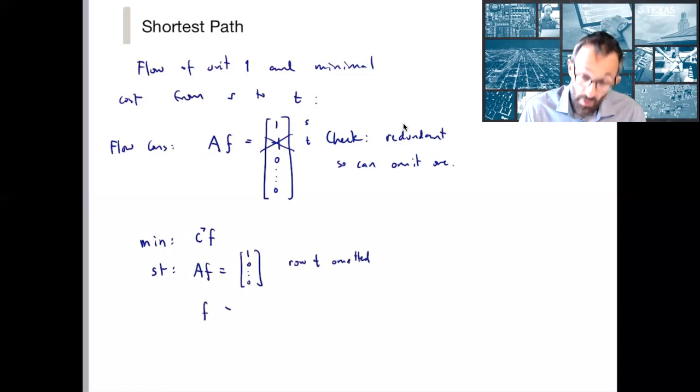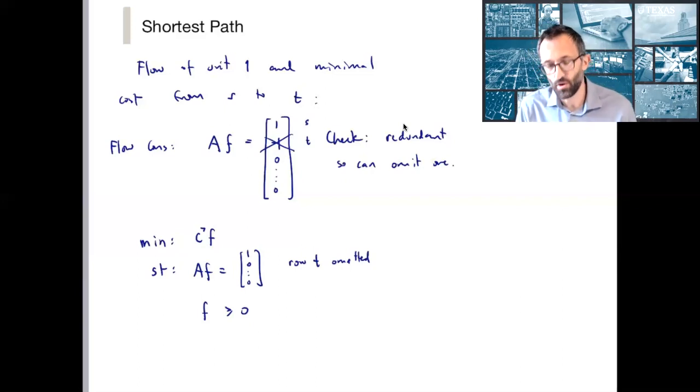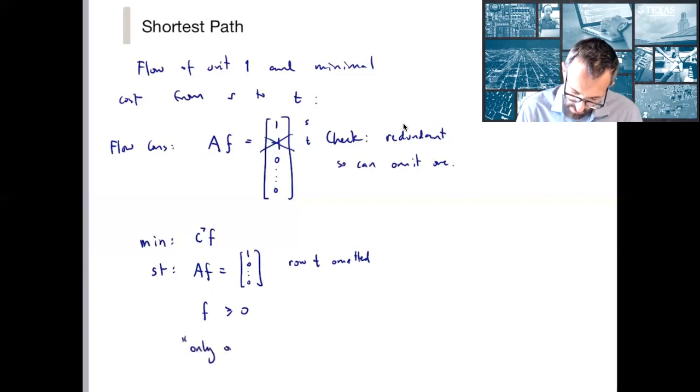The flow is restricted to be non-negative, but there's something else. We want to make sure that only a single path is selected because we want the shortest path. And there's nothing in principle that is stopping this linear program from taking fractional values. So we'd like to add the constraint that only one path is selected.